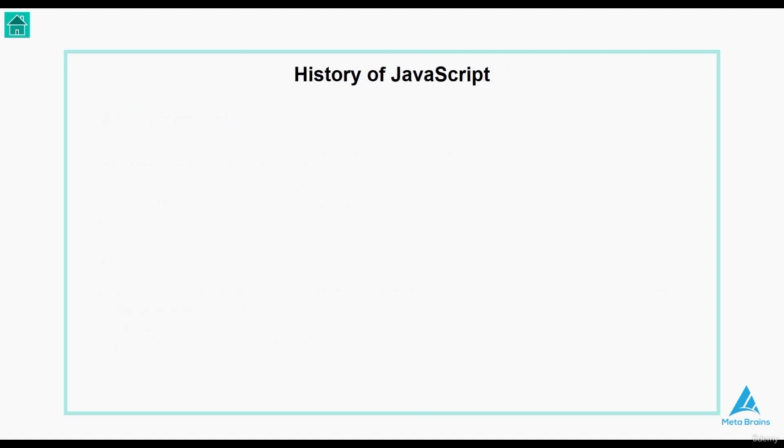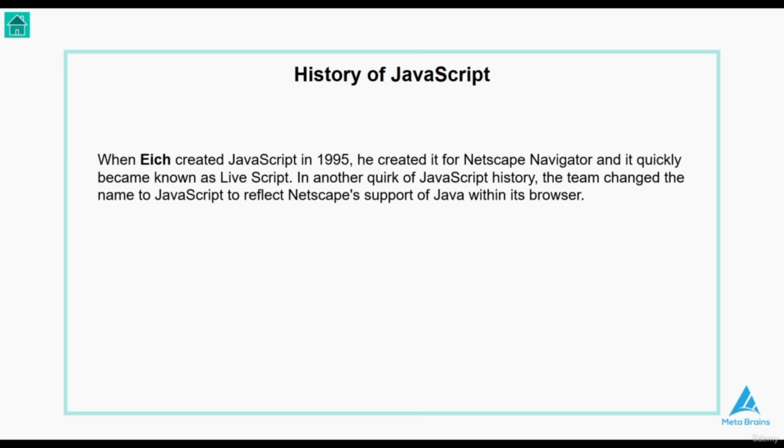History of JavaScript. So, around 1.6 billion websites in the world use JavaScript. In the mid-90s, we had two browser companies. One of them was Internet Explorer and the other was Netscape Navigator.